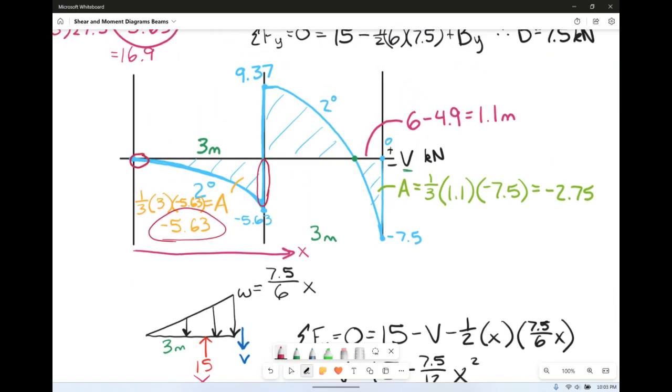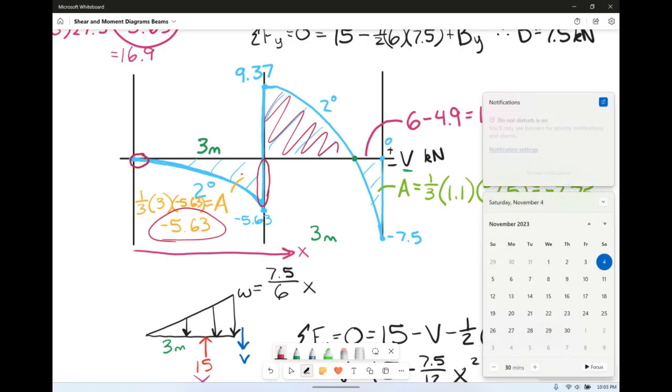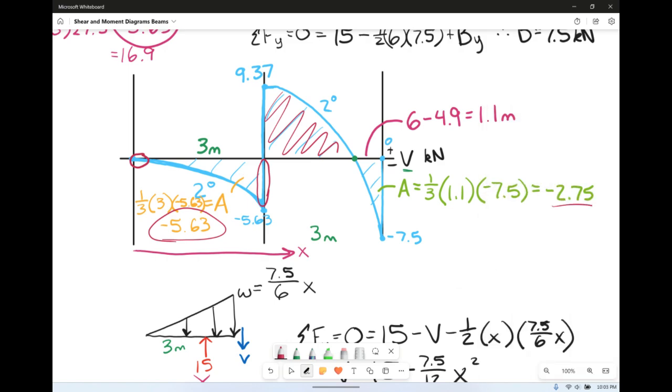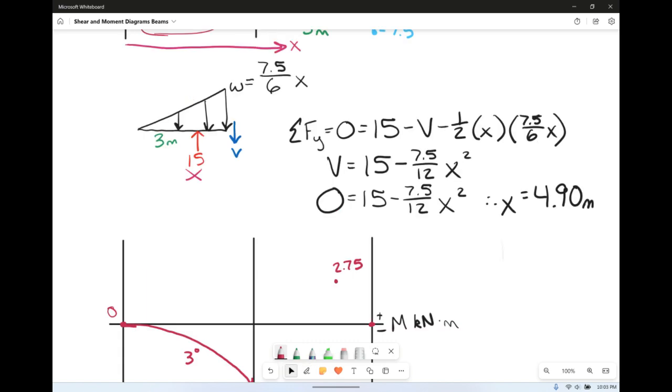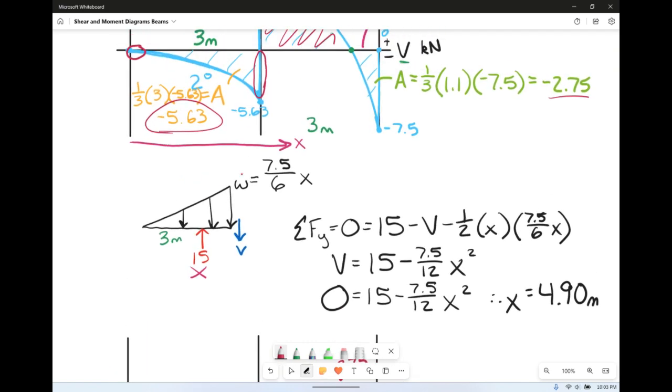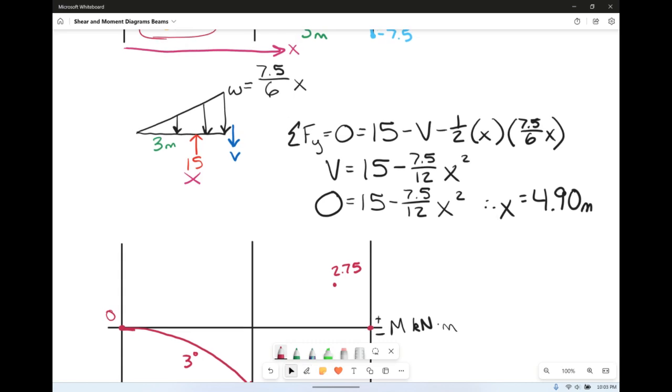Then there's this big area right here. Well, I don't want to calculate that. To be honest, I really don't want to calculate that. That's a nightmare. So I'm going to start from the other direction. From the other end, I end at 0, and I have to go down 2.75. That means I'm actually going to start at 2.75. Since this last area is negative, I need to be going downward.